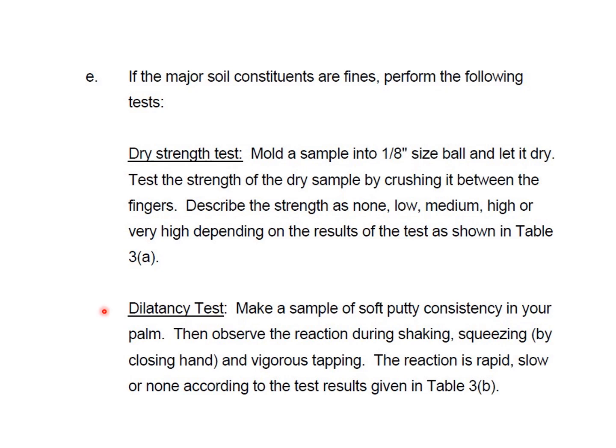Dilatancy test. Make a sample of soft, puffy consistency in your palm, then observe the reaction during shaking, squeezing by closing the hand, and vigorous tapping. The reaction is rapid, slow, or none according to the test results given in table 3b.